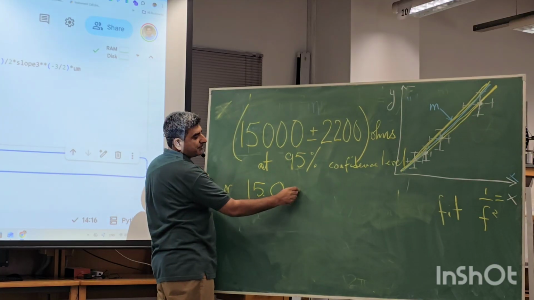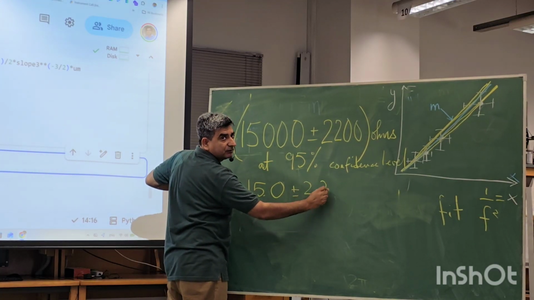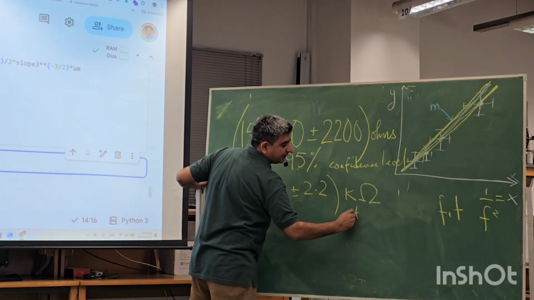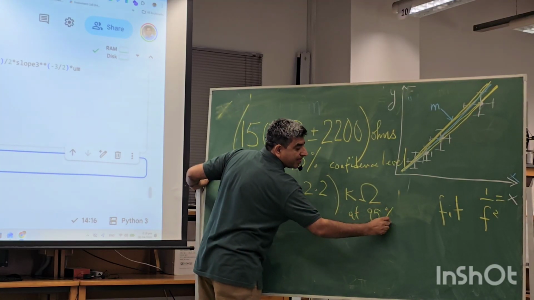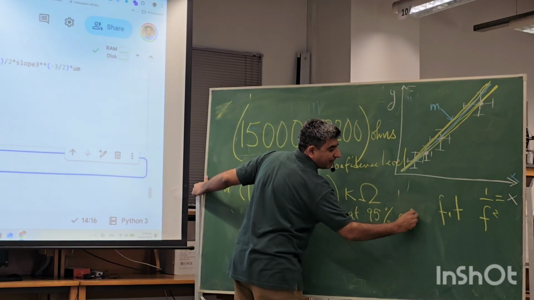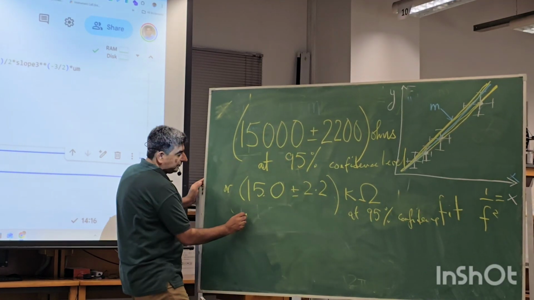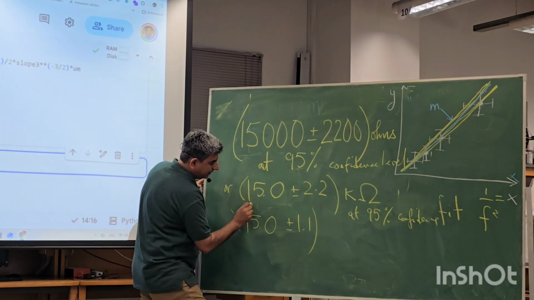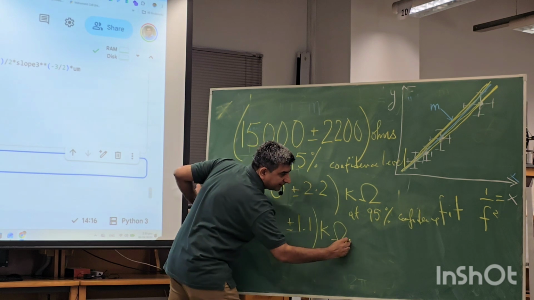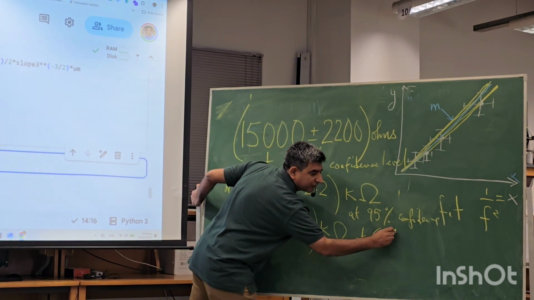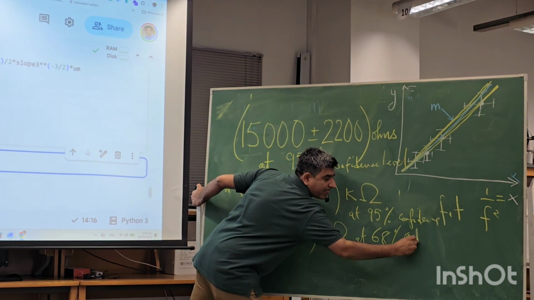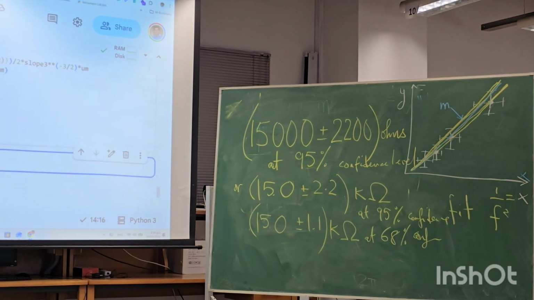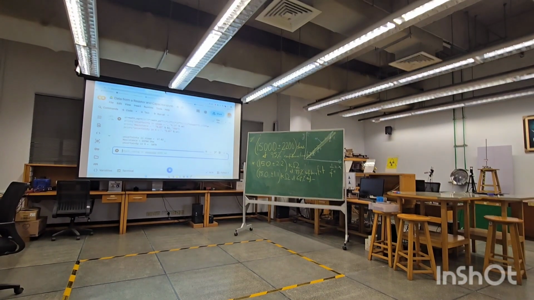All right, or I can say 15.0 plus minus 2.2 kilo ohms at 95% confidence, or 15.0 plus minus 1.1 kilo ohm at 68% confidence, right? So this is how I will quote my best estimate for the resistance from all of this data.